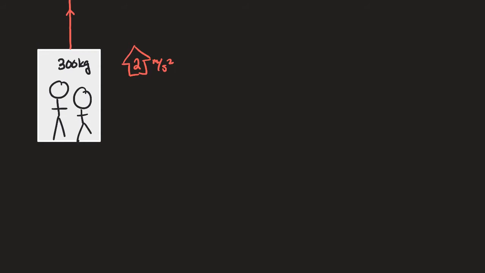I'll say that all over again so you get the cadence of how one of these problems sounds. An elevator filled with people has a combined mass of 300 kilograms. There is a cable attached to the elevator that is used to hoist the elevator up and down. The elevator is going to accelerate upwards at 2 meters per second squared until it reaches its cruising speed. What is the tension in the cable while the elevator is accelerating?